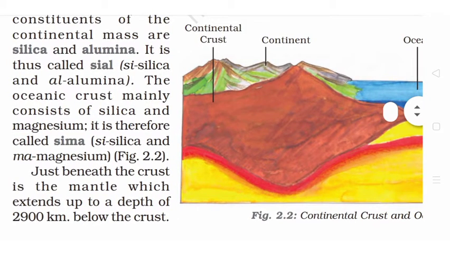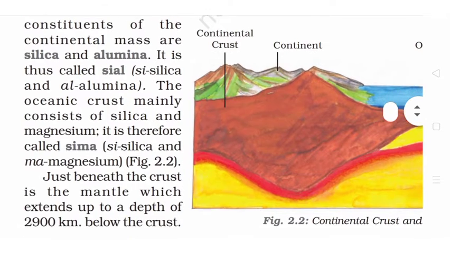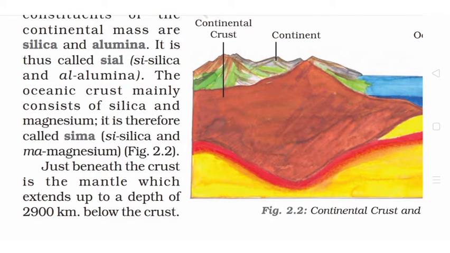The oceanic crust mainly consists of silica and magnesium. So in the oceanic crust, which means the crust under the oceans, silica and magnesium are found, and therefore it is called Sima. As it was known as Sial, this is known as Sima. Si means the first two letters of silica, and Ma, the first two letters of magnesium, form the word Sima. Now, silica is common. It is found in both the continental crust and the oceanic crust.